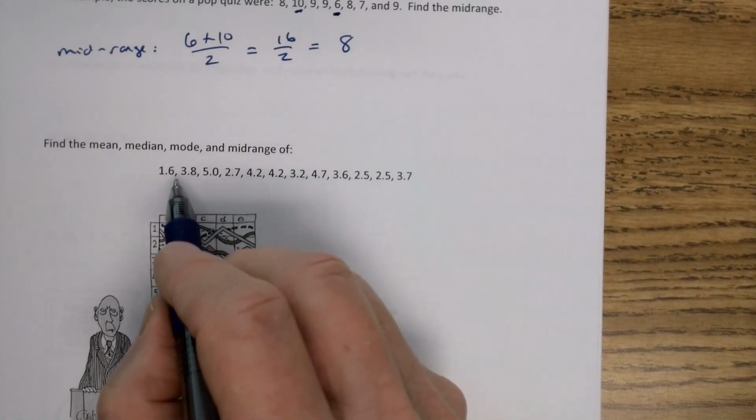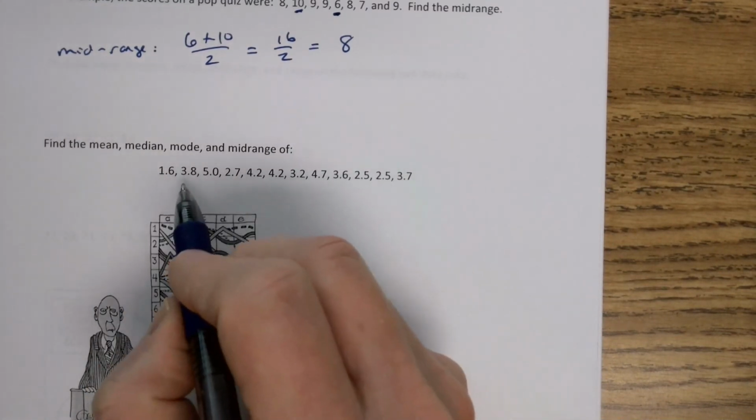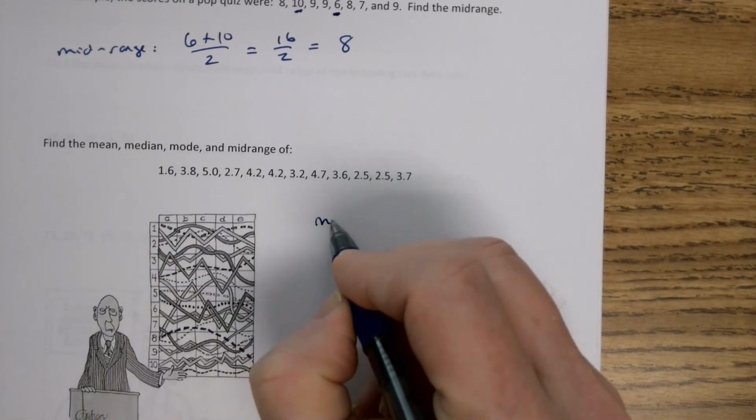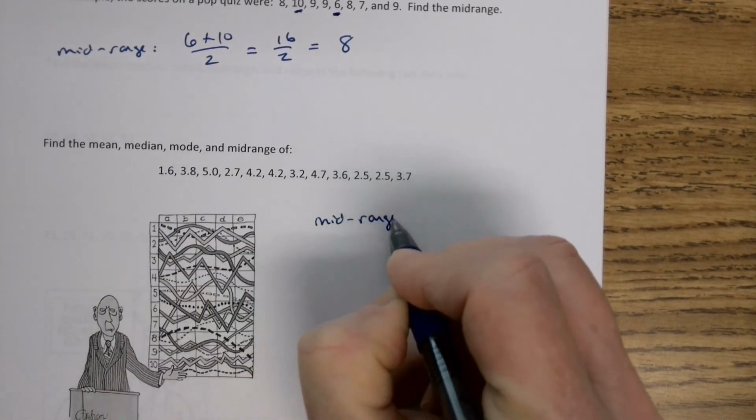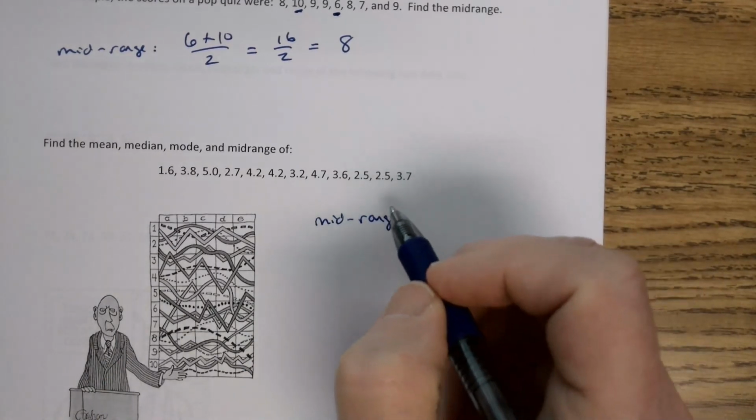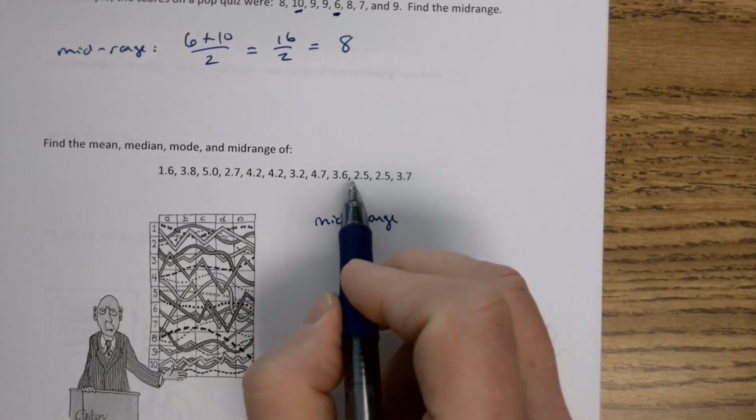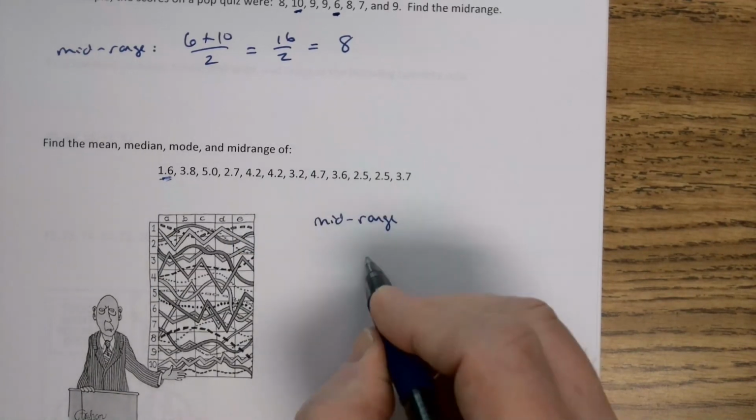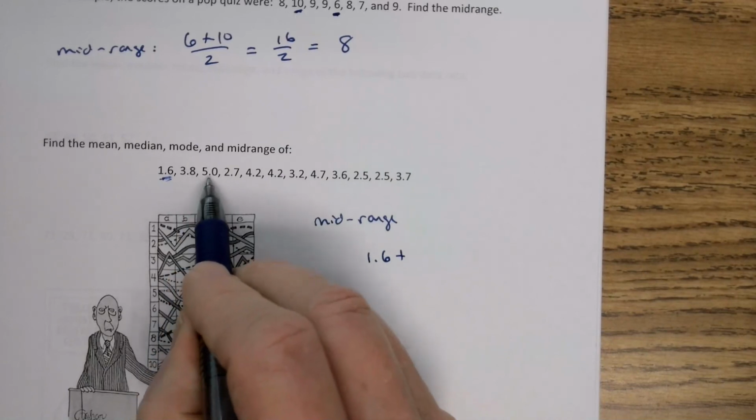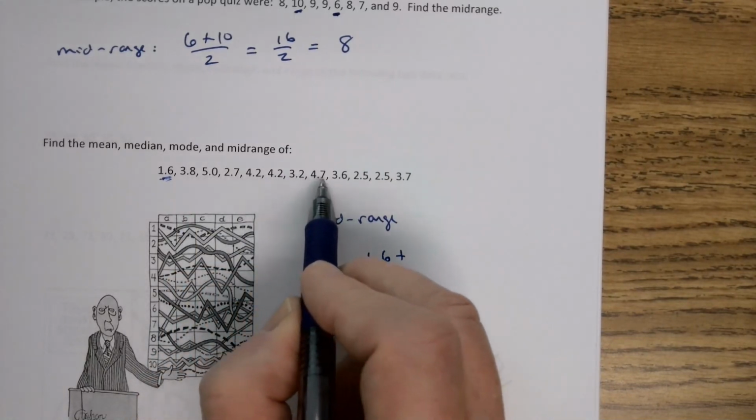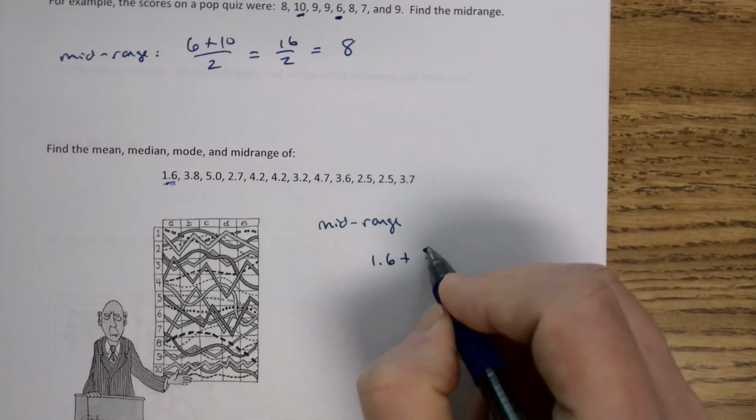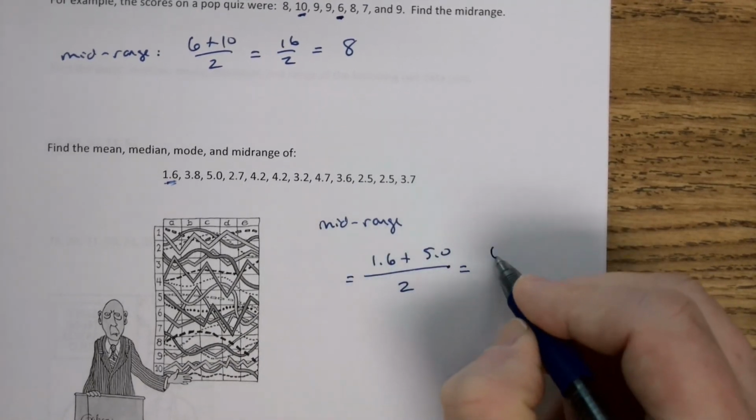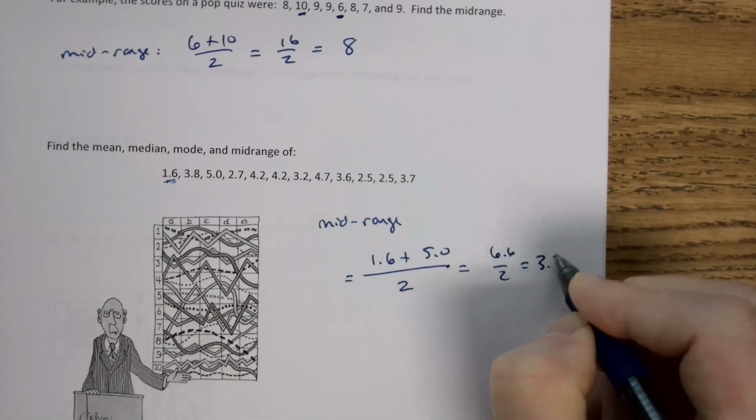So I'm not finding the mean of those. I'm going to just find the mid-range. Yeah, but this could be a homework question. Don't be surprised if it is. Just take your time. Make sure you have all the numbers in correctly. I got the smallest is 1.6 and the biggest is 5, so 1.6 plus 5.0 divided by 2, which is equal to 6.6 divided by 2, which is 3.3.